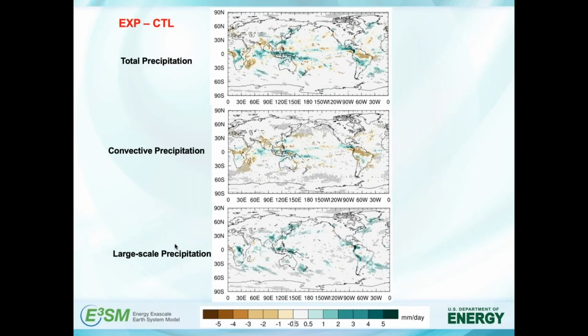This probably gives you a better view by looking at the difference between the experiment and the control. There is a bit more precipitation over the Western Pacific warm pool and along the ITCZ, but then slightly less precipitation in the Amazon, and that is mostly from the convective part. For the large-scale part, there is a bit of increased precipitation over the Western Pacific.